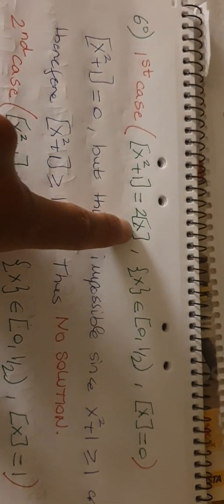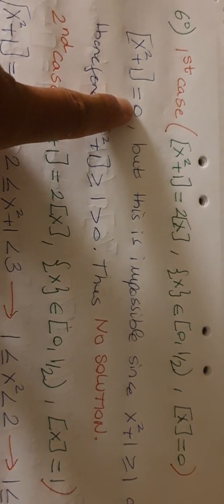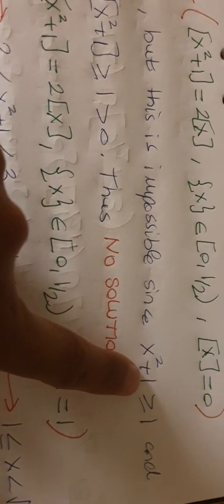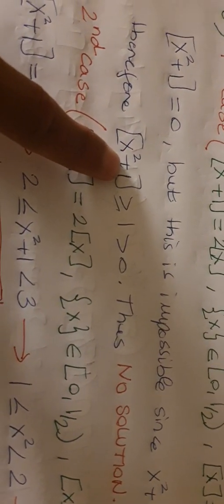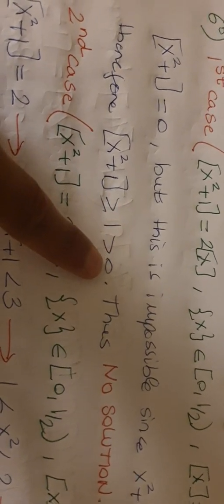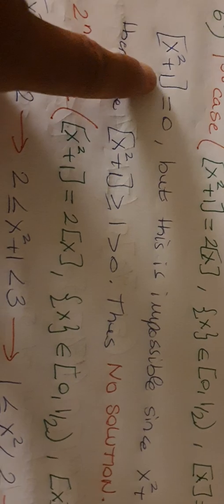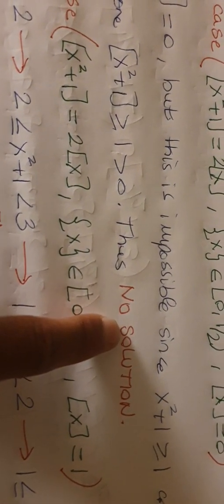So if the integer part of x is equal to 0, then we see that the equation becomes 0. But this is impossible. And why is this impossible? Well, simply because x squared plus 1 is always greater than or equal to 1. But this means that the integer part of x squared plus 1 is always greater than or equal to 1, which is strictly greater than 0, and thus we cannot have equality here. So in this case, we have no solution.